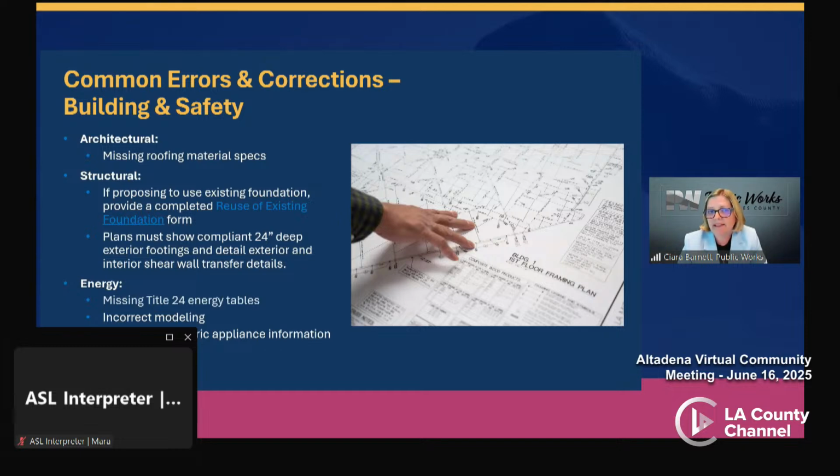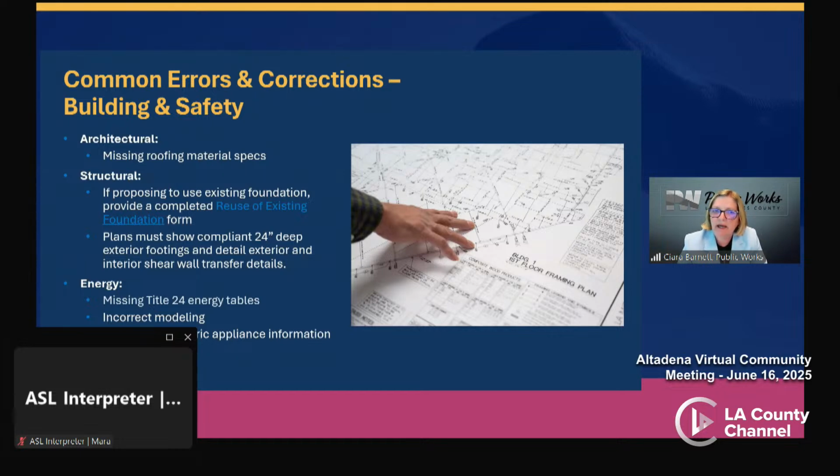So on plans submitted to date, common errors and omissions have included roofing material specifications, including cool roof standards, which must be included on the architectural plans. Structural plans must show proper footings and shear wall connection details. If you are planning to reuse the existing foundation, your designer will need to submit a completed form and testing results. We've linked it here, and I can provide information. It is on our recovery.lacounty.gov site, and that form should be submitted with your plans.